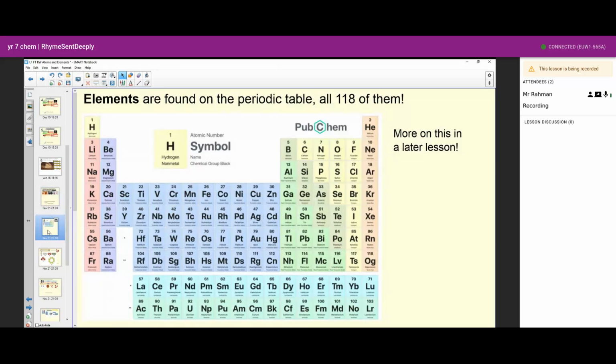Okay, this is the periodic table. In total, we have 118 different elements, and each element has different properties. For example, we have Au, which is gold, we have Ag, which is silver, we have oxygen up here. All of these are different elements, and in total there are 118 of them.